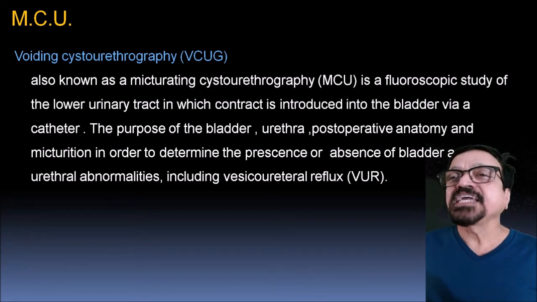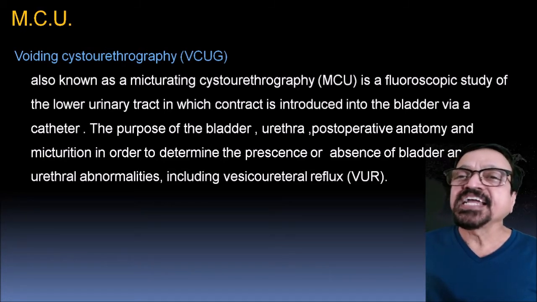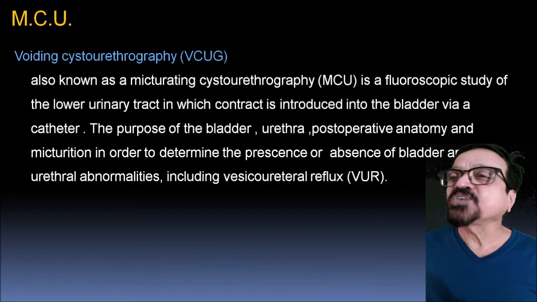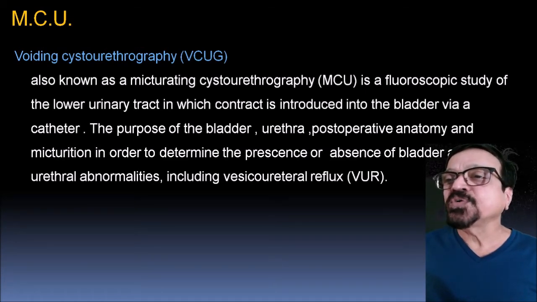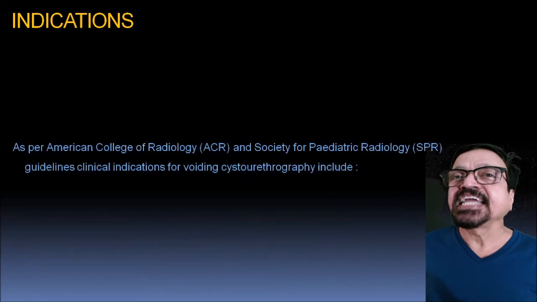The purpose is to evaluate the bladder, urethra, posterior urethral anatomy and micturition, in order to determine the presence or absence of bladder and urethral abnormalities, including vesicoureteral reflux. So these are the main aims for which an MCU is performed. We'll see the indications further.